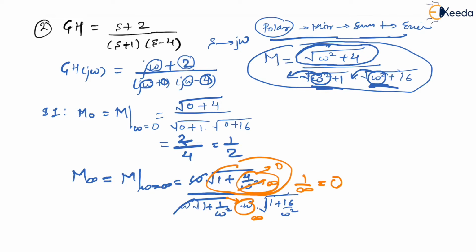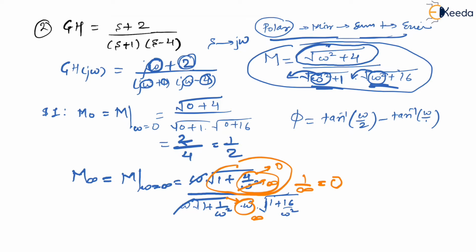Now step 2 is what? Phase angles, phi 0 and phi infinity. For that I need phase. Okay, so how much is the phase? Phi is going to be nothing but tan inverse of omega by 2, right? Because if you see, this is the imaginary part and this is the real part, so that is nothing but it. Now next is what? Minus tan inverse of, again, omega by 4. Is that right? Yes.